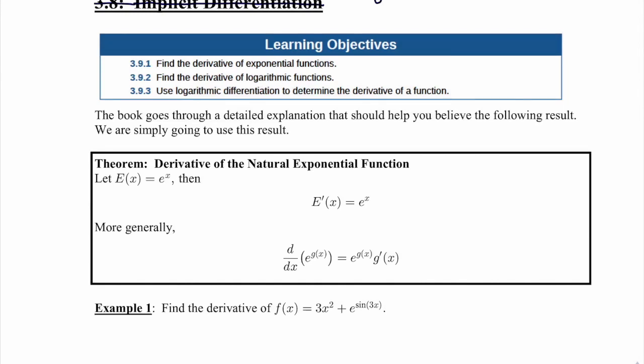In this section, we're going to talk about the derivatives for exponential and logarithmic functions. And I apologize, I had an error on the heading for these notes. I forgot to change it when I copied over from the last section. So this is section 3.9, and we'll be doing derivatives for exponential and logarithmic functions.